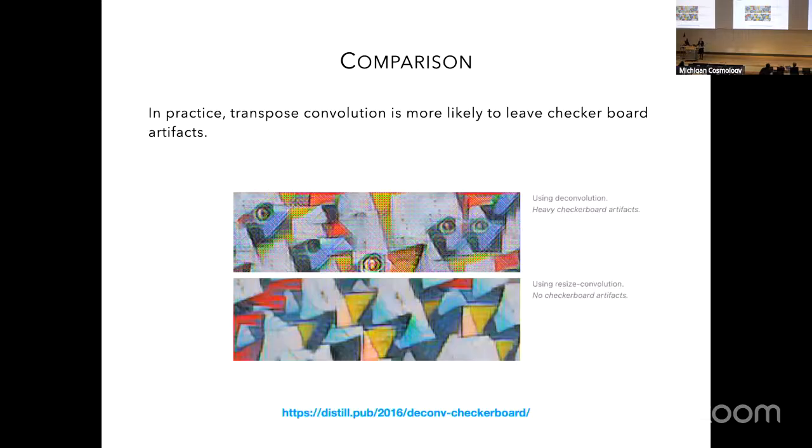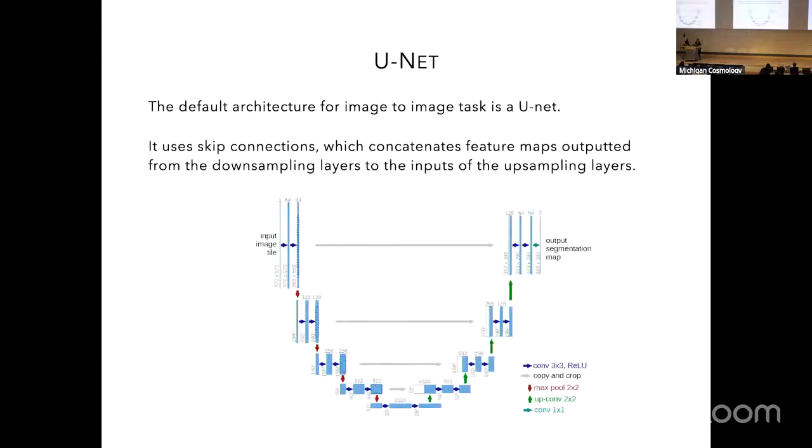But it could be that you have a problem where the first kind works better. OK, so the default architecture for image-to-image mapping is something called the U-net. It's called the U-net because it's in the shape of a U, like that. So basically, it takes the input image, it downsamples, convolves, downsamples, convolves, downsamples, convolves, downsamples. That's the bottleneck. And then it upsamples, convolves, upsamples, like that, all the way to the top, where you end up at the same size that you started with.